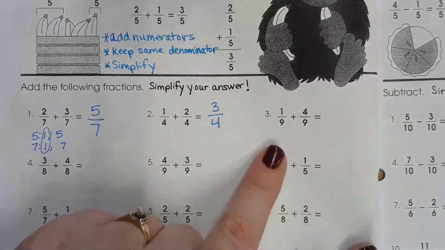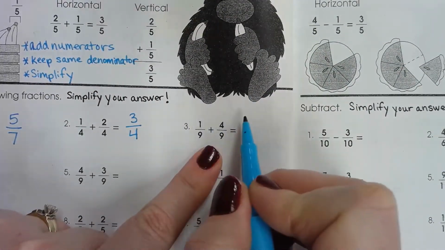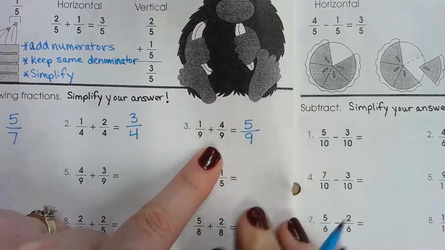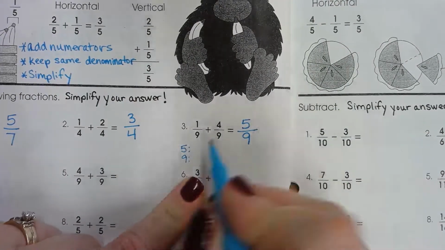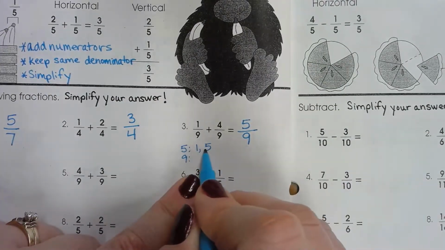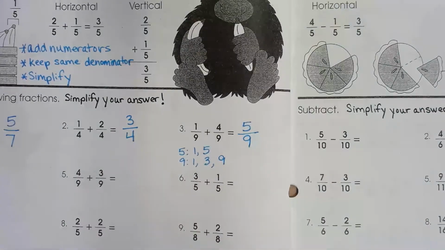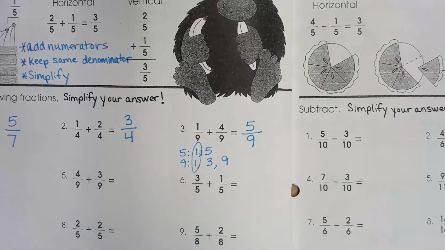Okay. Number 3, 1/9 plus 4/9. 1 plus 4 is 5. I keep my 9, so 5/9. Do they have anything else in common to divide by? My factors of 5 are 1 and 5. My factors of 9 are 1 times 9 and 3 times 3. They don't have anything other than the 1, so this is already simplified.